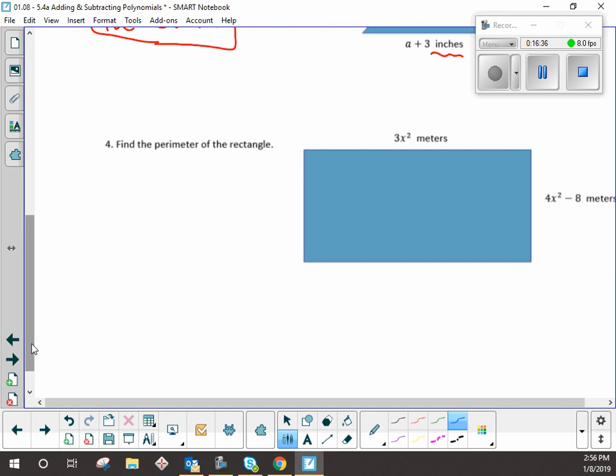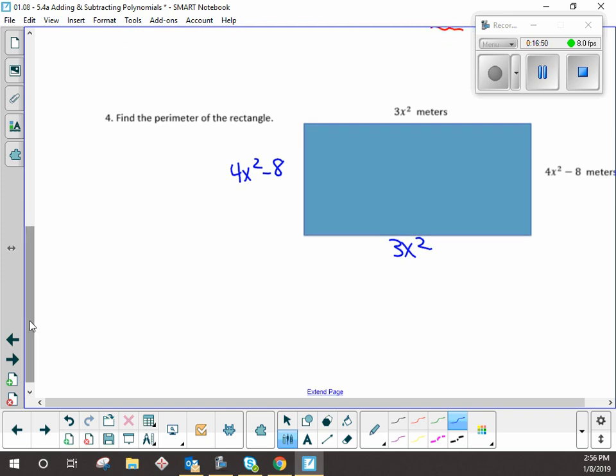So what we know about opposite sides on a rectangle is that they're the same. So we know this is 4x squared minus 8 here, and this is 3x squared here. So perimeter means we're going to add all of those things up. You can do that one of two ways. Here are the two most common ways. The first most common way is to say, all right, I need 2 of the 3x squareds. And I'm going to add 2 of the 4x squareds minus 8. Right? Just multiply each one by 2.